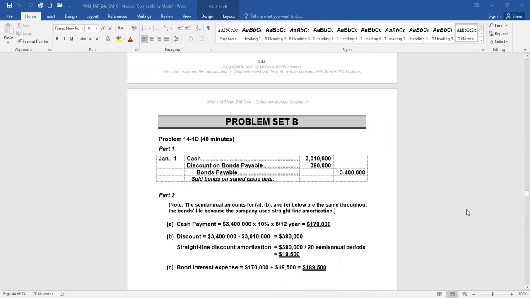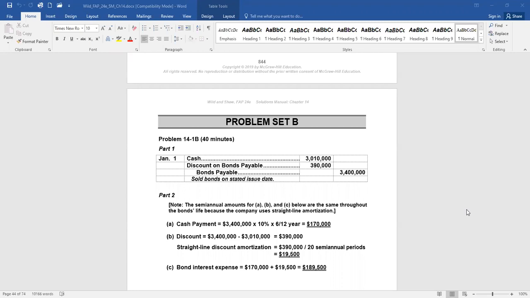Now, the next part wants us to determine first how much cash interest is actually going to be paid each interest payment date, June 30th and December 31st. Take the principal of the bond, not the selling price, the principal, because the principal is what we promise to pay interest on. That's what our contract says. 3.4 million times the contract rate of interest of 10% twice a year, so 6/12. So $170,000 is the cash the company will actually pay.